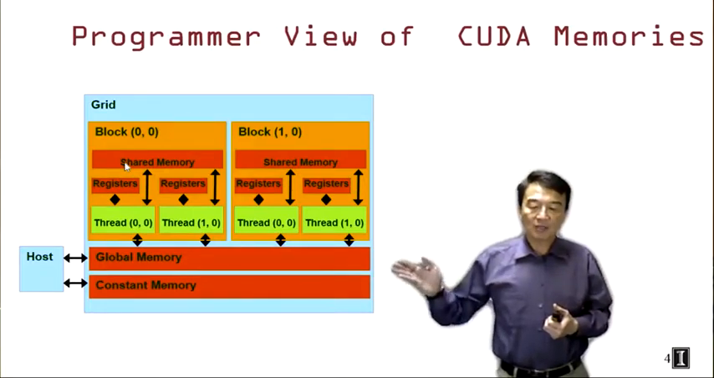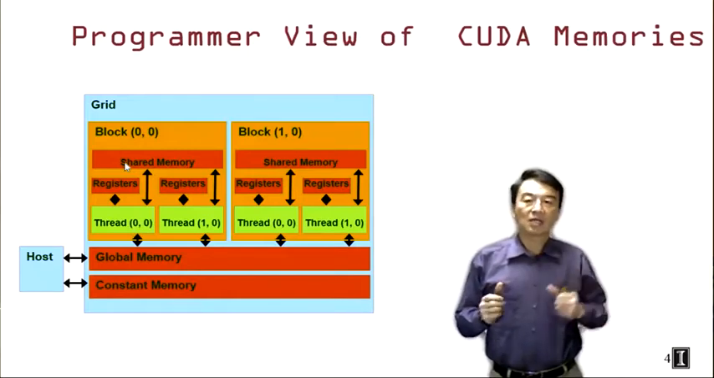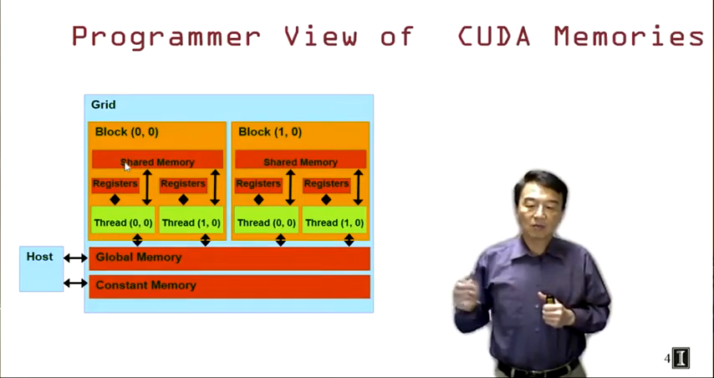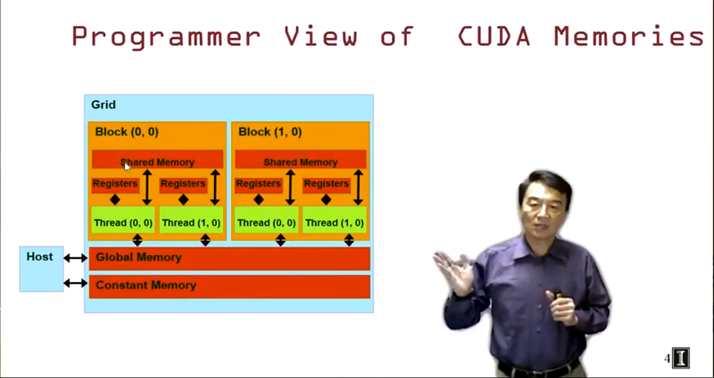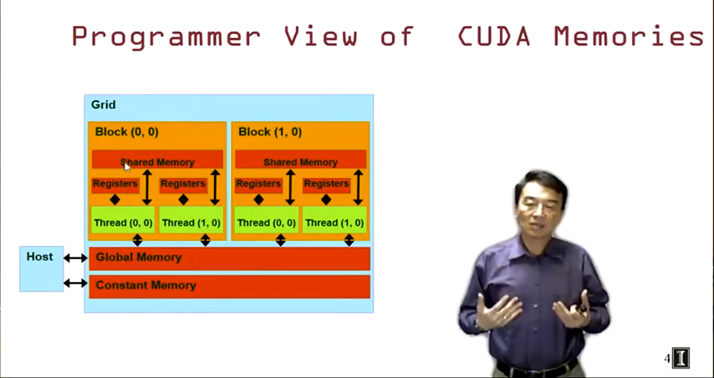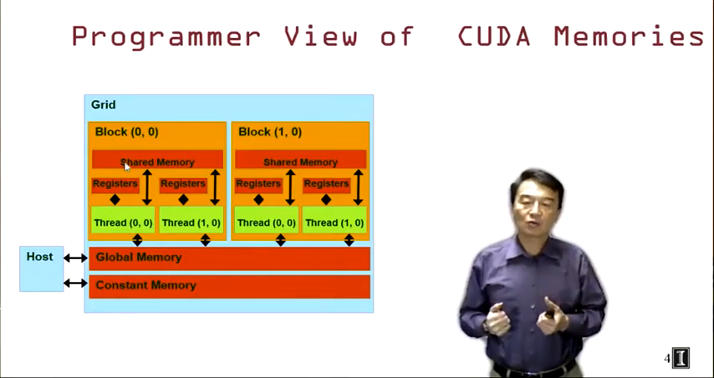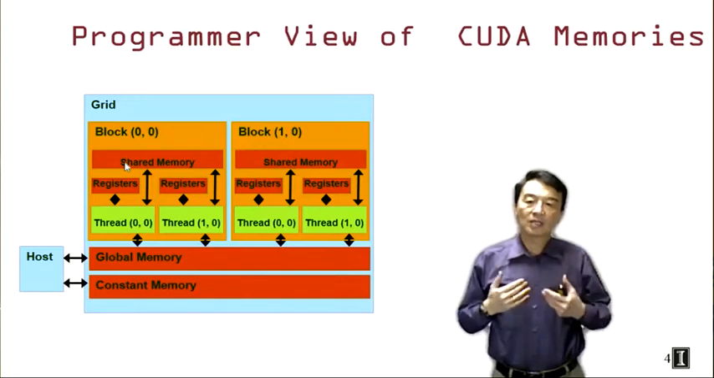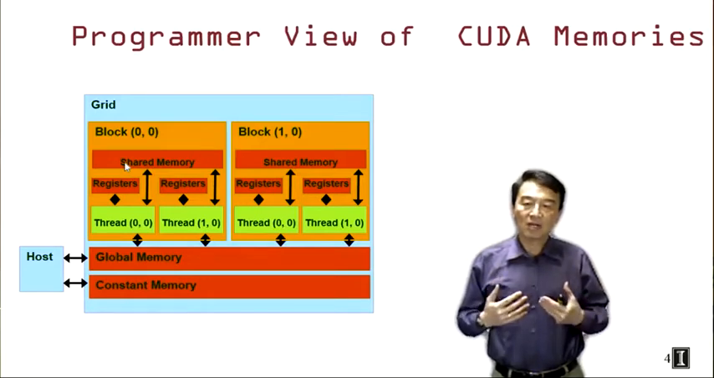So here we show two thread blocks as a representation of thread blocks in a CUDA thread grid. Within each thread block, we also show two representative threads, thread 00 and thread 10. And then we also showed, for block 10, two representative threads. In reality, we're going to have a lot more blocks, and we're also going to have a lot more threads in each block. But here is just to illustrate the important differences of the memory components in CUDA.